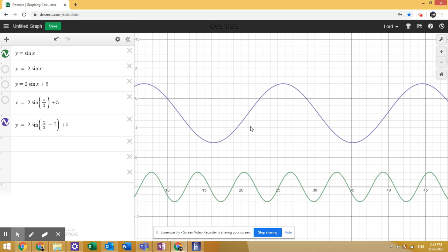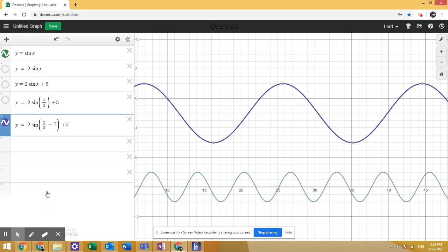Okay, it was there. And I should find that it goes through 21 and 5. If I can get the exact point, there it is. 21 and 5. The 5 coming from the plus 5 on the end of the formula. The 21 coming from what makes that bracket 0. And the amplitude is still 2.